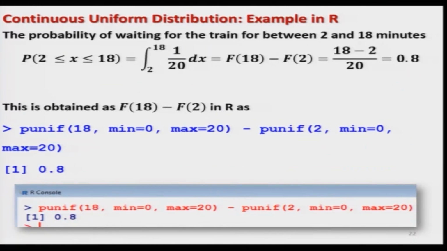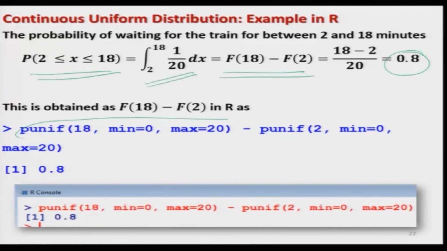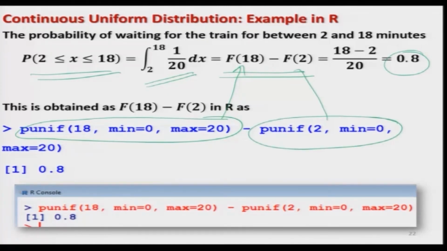Similarly, if you want to compute the probability of the train waiting time being between 2 and 18 minutes, you have to do the same thing. The probability that x lies between 2 and 18 will be the integral from 2 to 18 of f(x) dx, and this value comes out to be 0.8. This probability can be expressed by F(18) minus F(2). So you can use the same command over here, this is the command for F(18) and this is the command for F(2), and this value will come out to be 0.8.